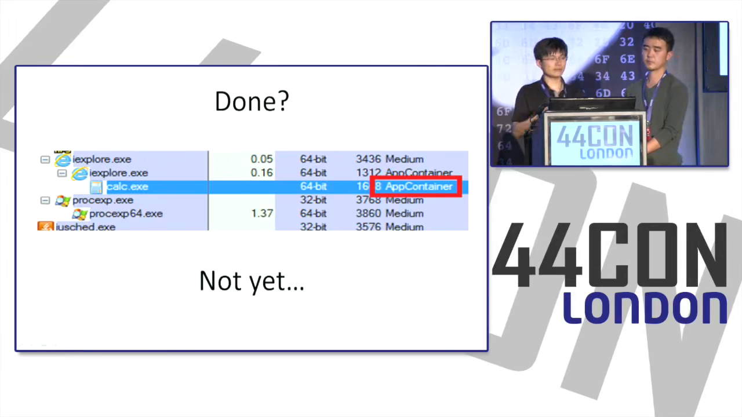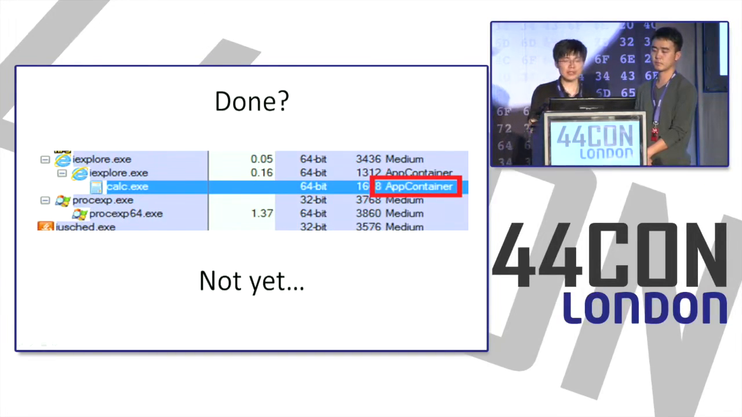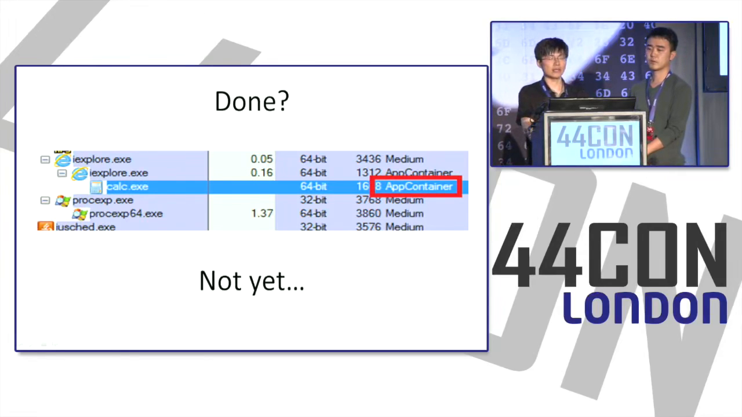Now we have achieved remote code execution in the IE child process, but as you can see, it still runs in an app container, which means it is still protected by the EPM sandbox, and it has almost no access to most of the system resources. So the next task is to bypass the EPM sandbox and execute our payload, at least in medium integrity level.